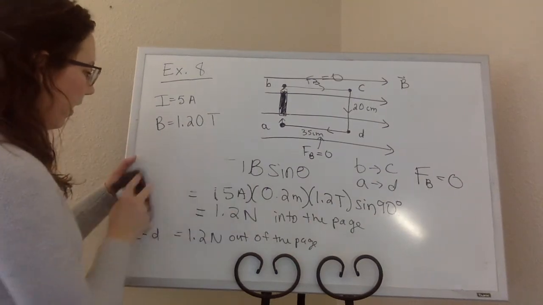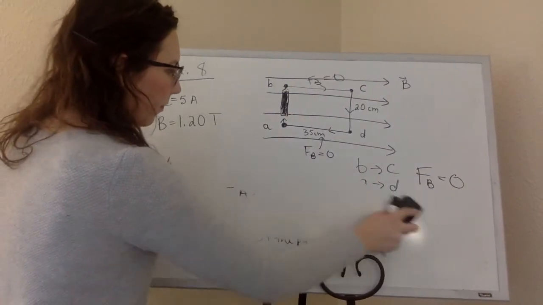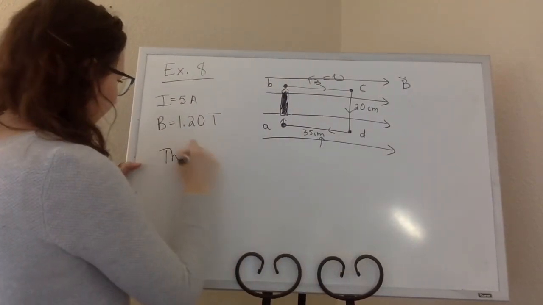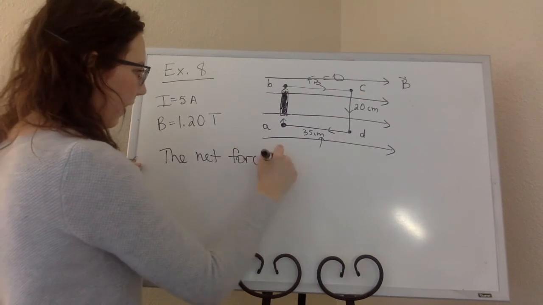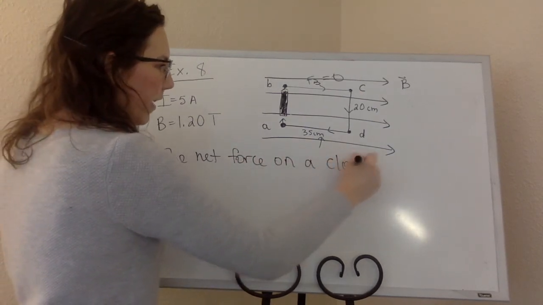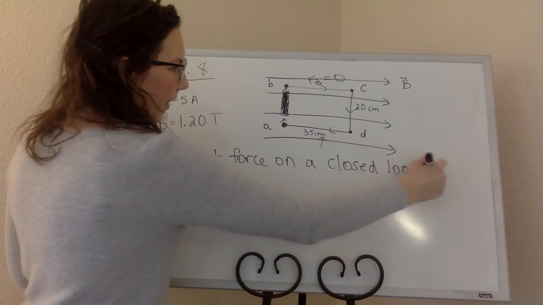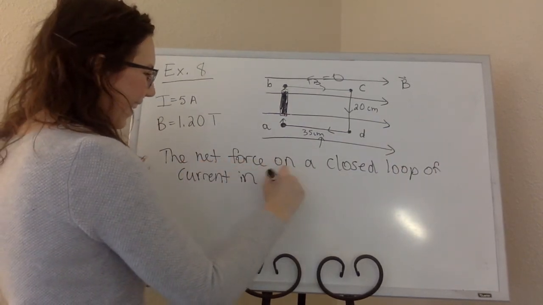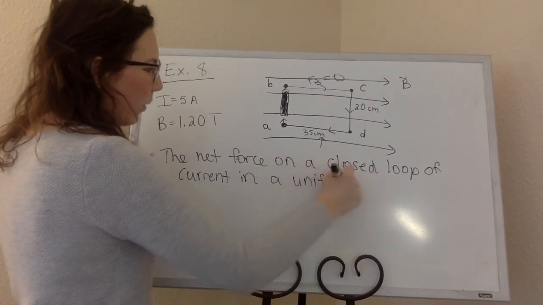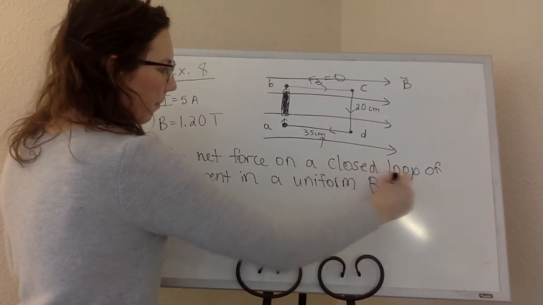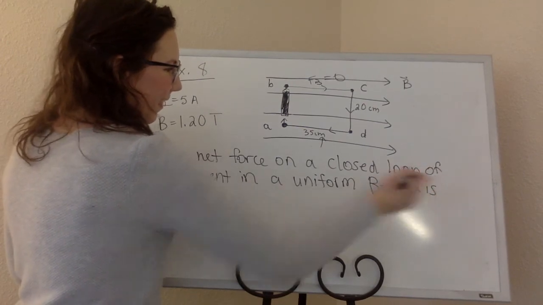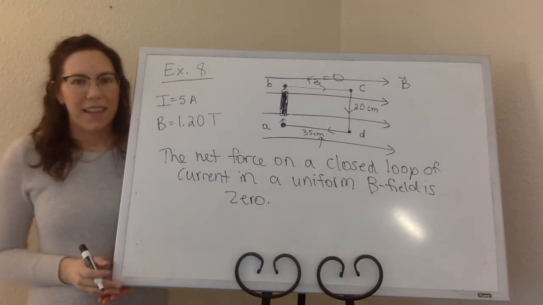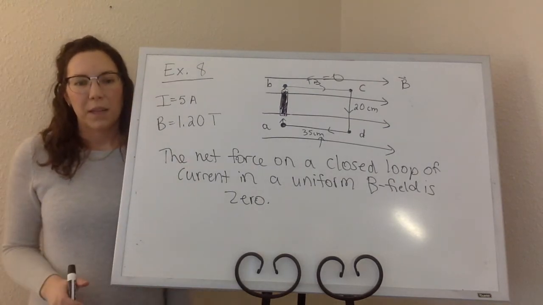So an important result here is that the net force on a closed loop of current in a uniform magnetic field is equal to 0. So we'll always find this, that the net force overall will equal 0.